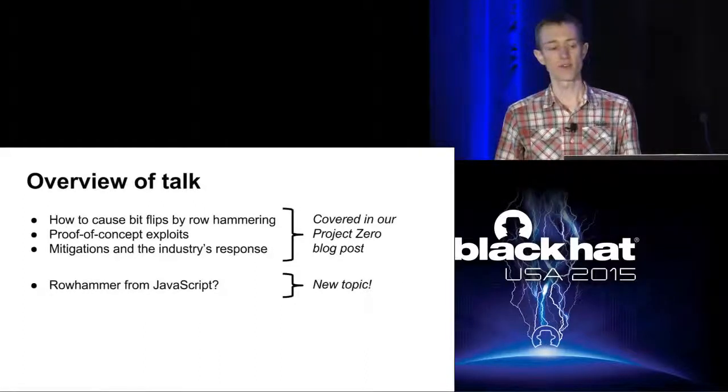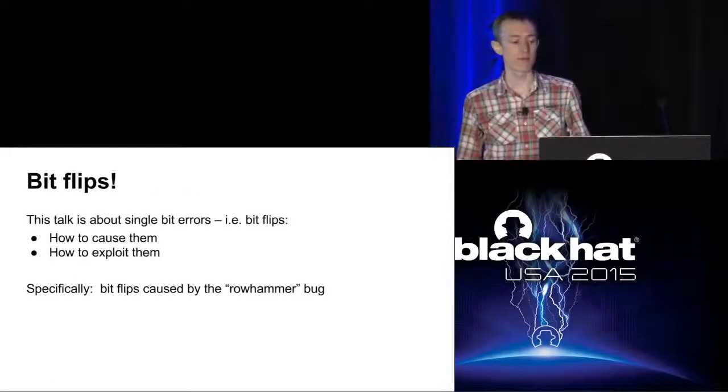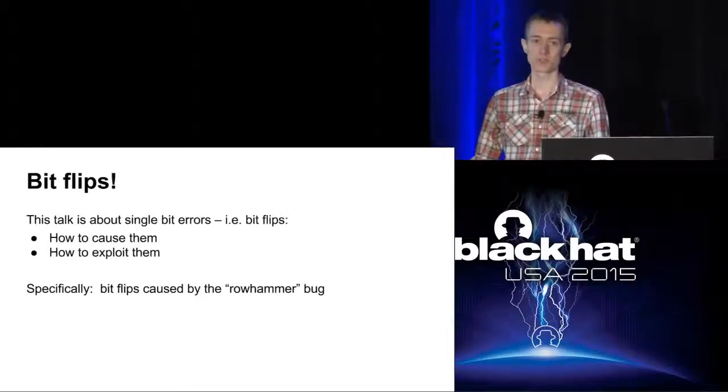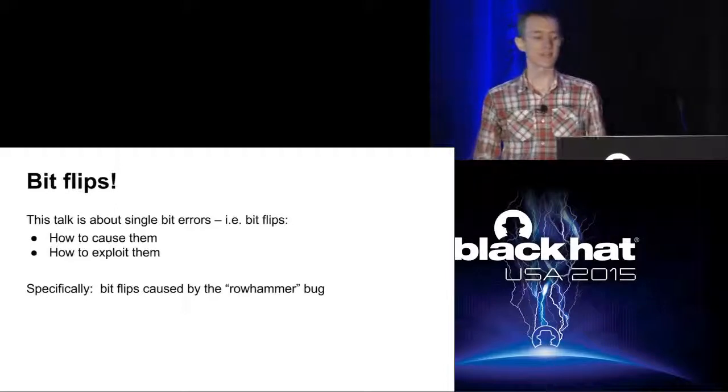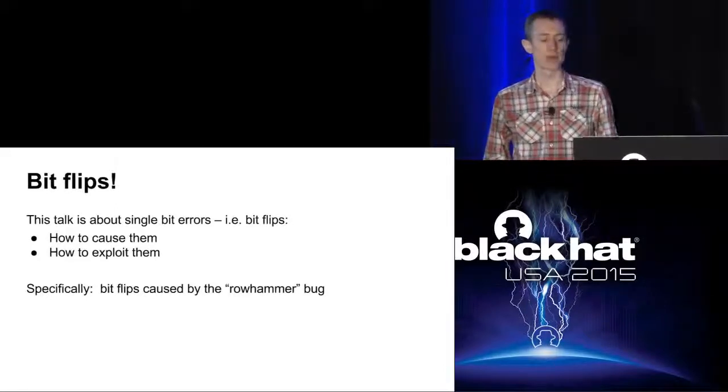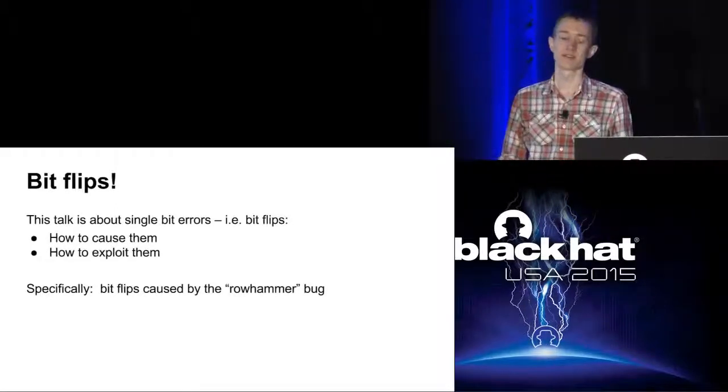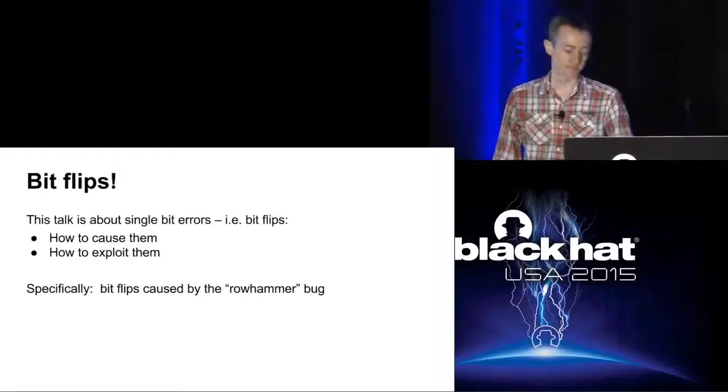Hi everyone. This is a talk basically about bit flips, in other words, single bit errors in memory. And it's about how to cause them and how to exploit them. And specifically, it's about exploiting bit flips caused by a particular hardware bug known as the Rowhammer bug.